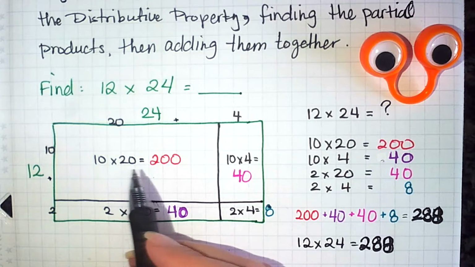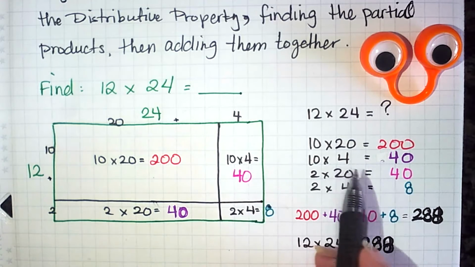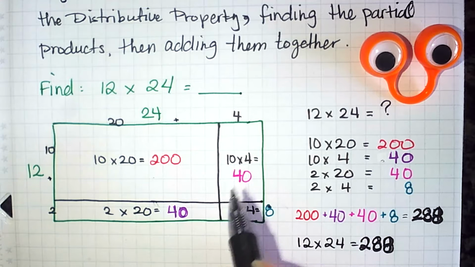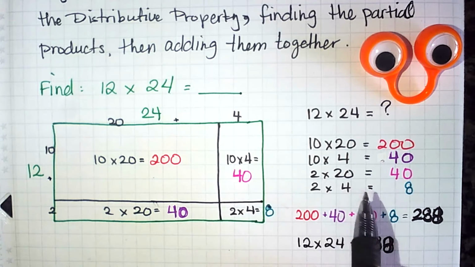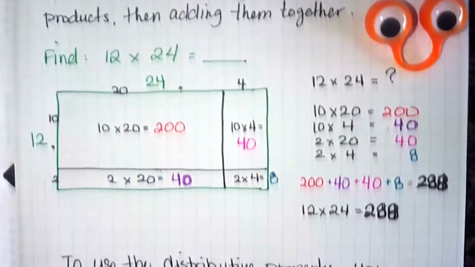So 10 times 20 gave me 200. 10 times 4 was 40. 2 times 20 was also 40. And then 2 times 4 was 8. When I added up those partial products, I know 40 plus 40 is 80. So 200 plus 80 plus 8 gave me 288.